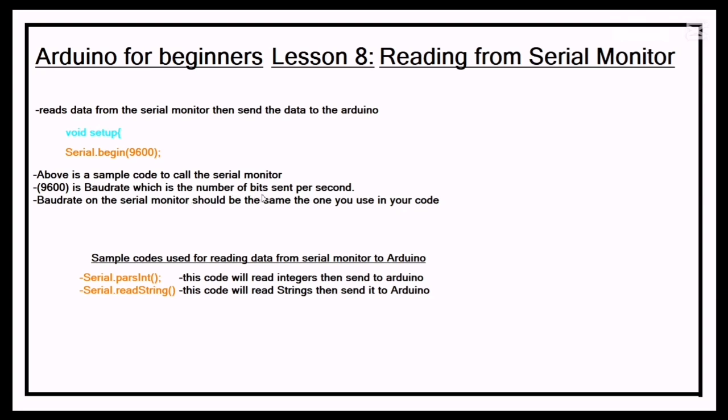9600 is the baud rate, which is the number of bits sent per second. Then the baud rate on the serial monitor should be the same as the one used in the code. You can use different baud rates. I just prefer that one.